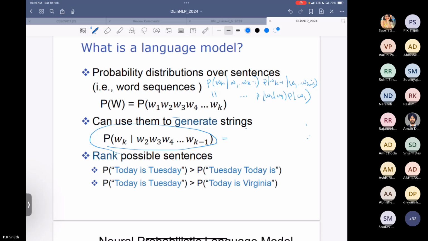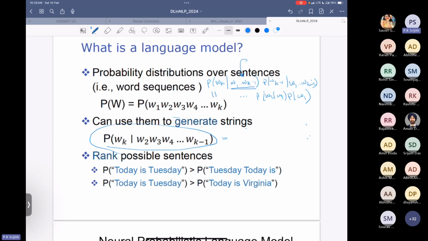But then, this kind of exact modeling has drawbacks, as I mentioned. You may not be able to find all possible sequences of W1 to Wk minus 1 in your corpus. And more than that, the number of parameters that you may want to estimate is also going to be very, very large. This is a situation similar to what we discussed when we discussed sequence labeling, while motivating the hidden Markov model for the sequence labeling task.